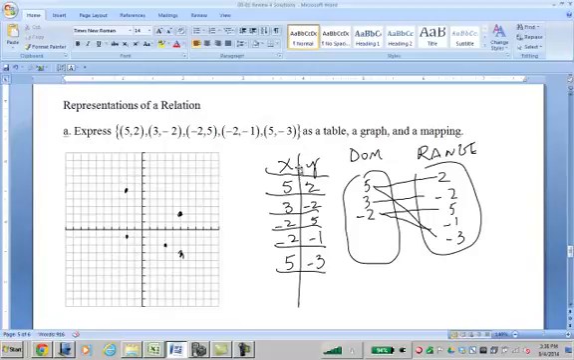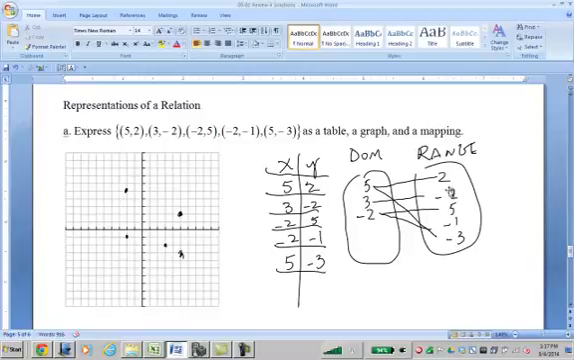Okay, so now we put them into a table: 5, 2, 3, -2, -2, 5, -2, -1, 5, -3. And then we take every unique member of the domain. Now there's only 5, 3, and -2 as the unique members of the domain, because 5 is repeated and -2 is repeated. Here's 5 here and 5 here as an x value, and here's -2, -1, and then -2 and 5. Okay. So the domain is 5, 3, -2.